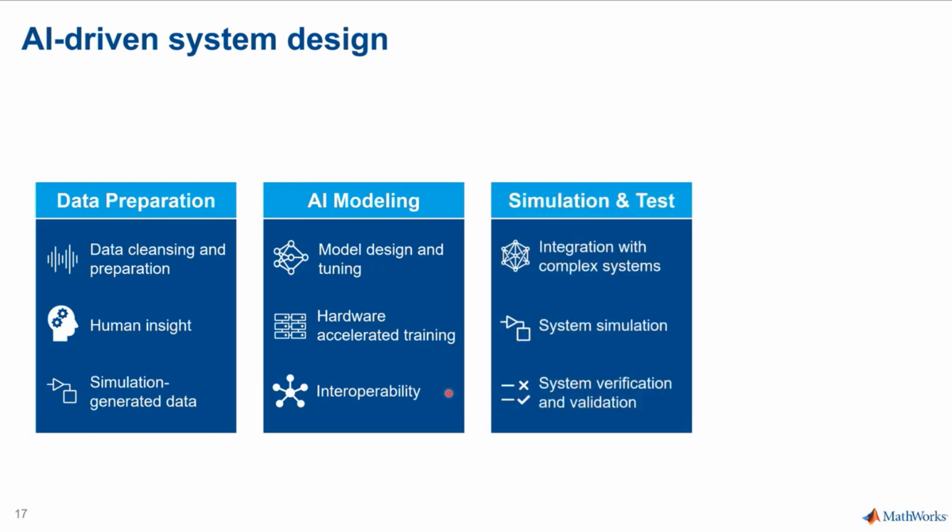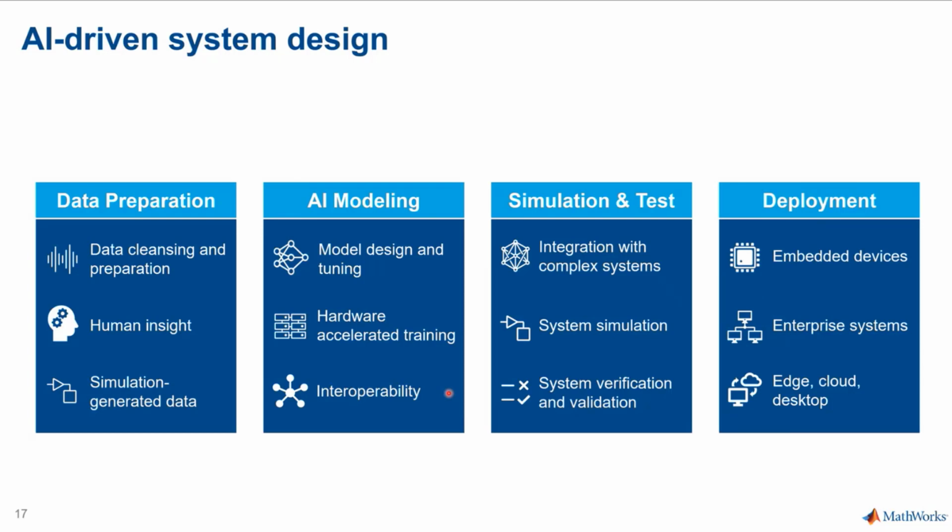Then, once you're happy with your model, you need to integrate it into the complex system and also test how it behaves in interaction with the full system. Once you're happy with that, you can deploy it to your target device. So it could be an embedded device, or maybe you want to deploy your algorithm in the cloud or desktop. So in our example, we were looking at the deployment for embedded devices.